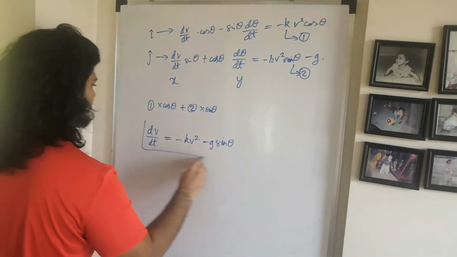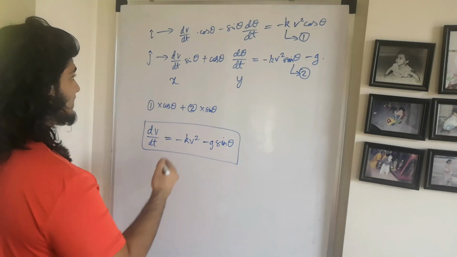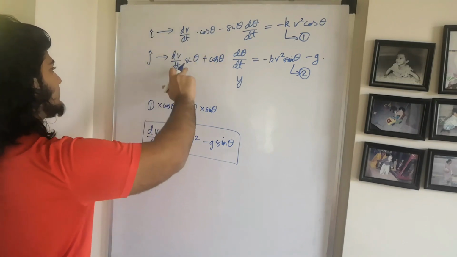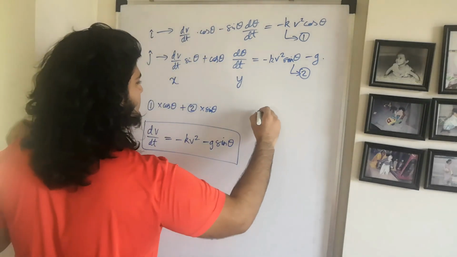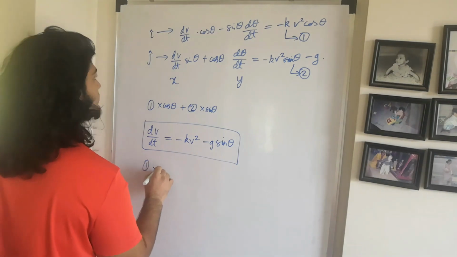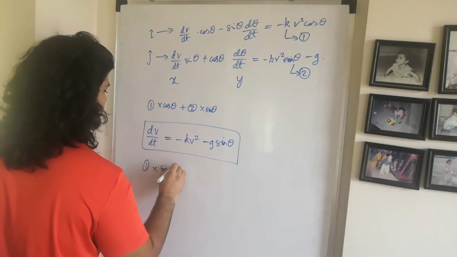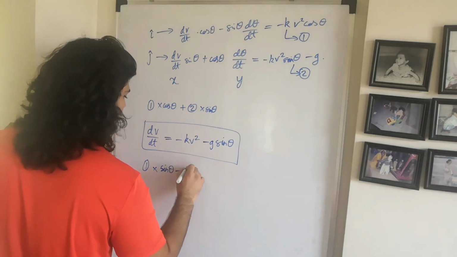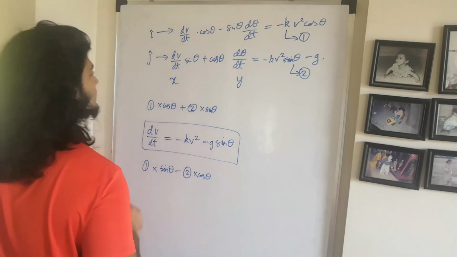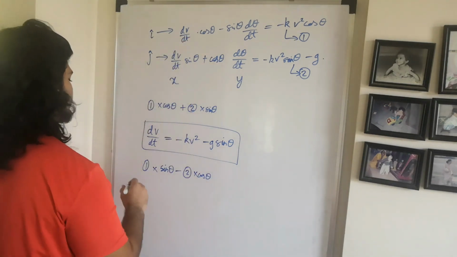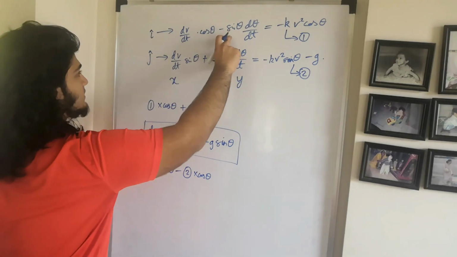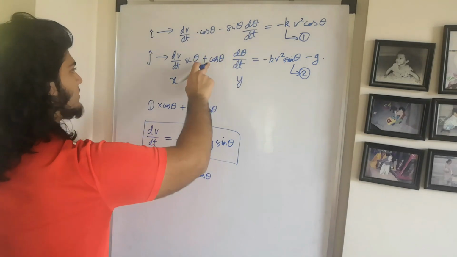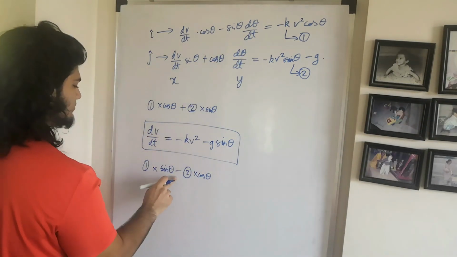Okay, so this is our first equation, and the second equation we can do a similar thing. Now this time we'll multiply this by sin theta, this by cos theta, and we'll subtract them. So we'll do 1 into sin theta minus 2 into cos theta, and now these two terms will cancel out. So these two will cancel out, and then you will have these. So for this you will have minus sin square theta d theta, and you will have minus cos square theta d theta because you are subtracting it.